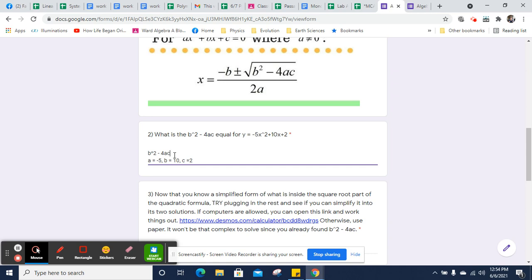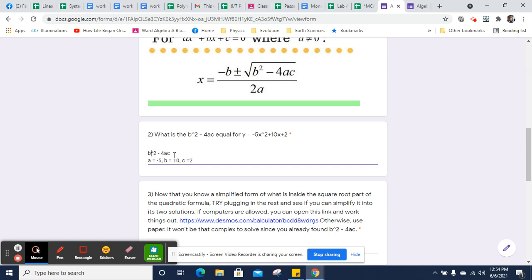But it does mean you will have no solutions in the real number system. Your parabola will never touch the x-axis. So its vertex will either be above and it'll open up, or the vertex will be below and it'll open downwards. Okay, enough of all of that.